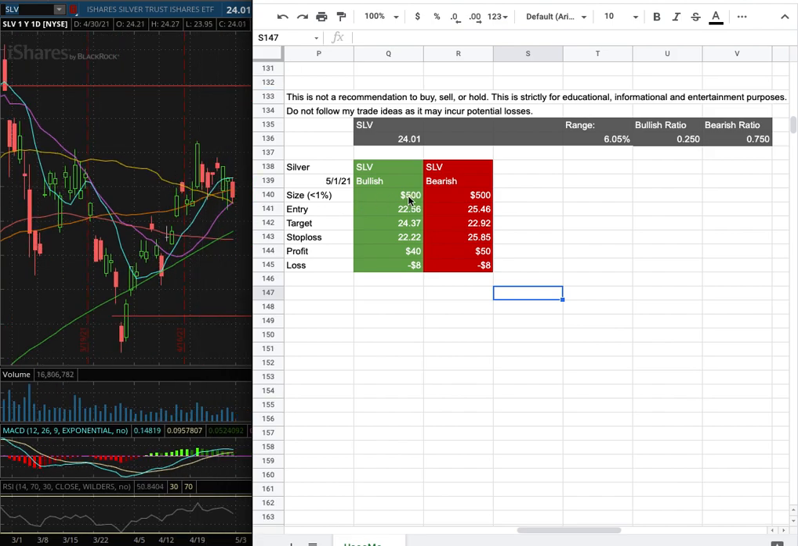As for the trade idea, I'll be trading SLV, and my position size for it is less than 1% of my portfolio. My long entry is at $22.56, and that is this range here. My sell target is at $24.37, and my stop loss is at $22.22.